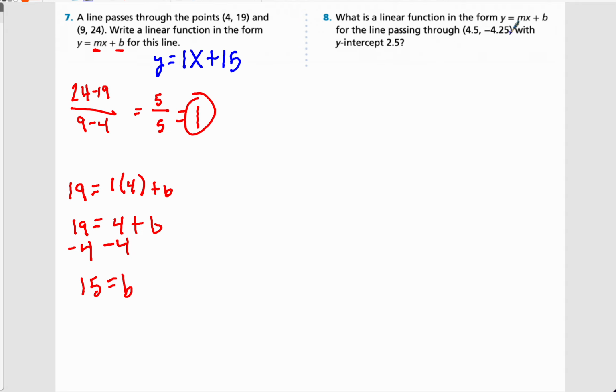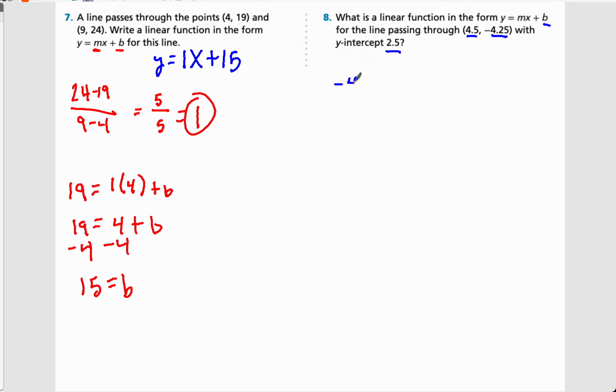So this time, I only have one ordered pair. I don't know if it's proportional or not, so I can't use just one ordered pair to find the slope. I need to use this equation. I have a y value right here. I have an x value right here, and I know the y-intercept, which goes right here. So I can use those three values in the equation and solve for m, solve for the slope.